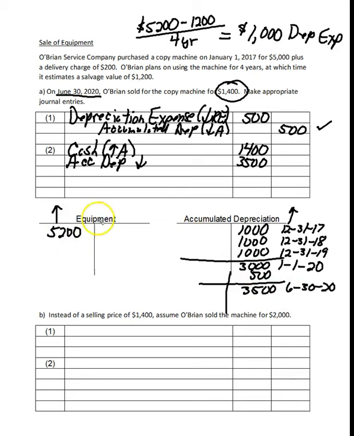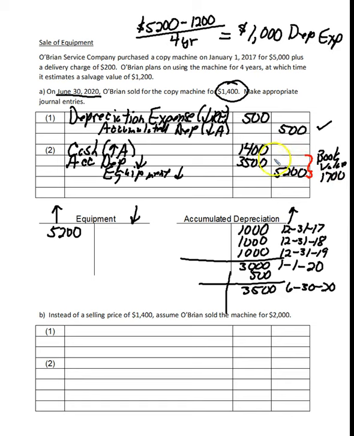Over here with the equipment, right, to zero it out, I need to credit it. So I would credit equipment the $5,200. Now, if I net these two numbers together, $5,200 and $3,500, that actually gives us a book value, right? In the accounting records, which used to be books, there's a book value of $1,700.